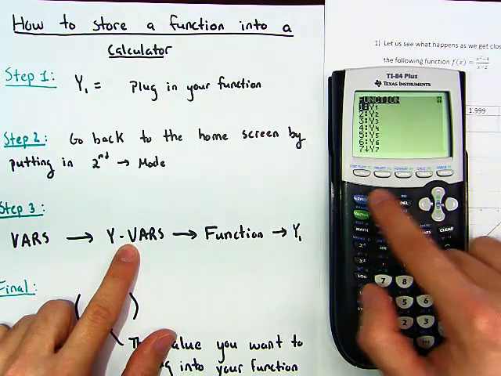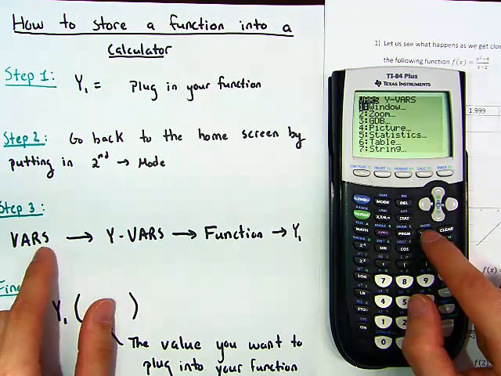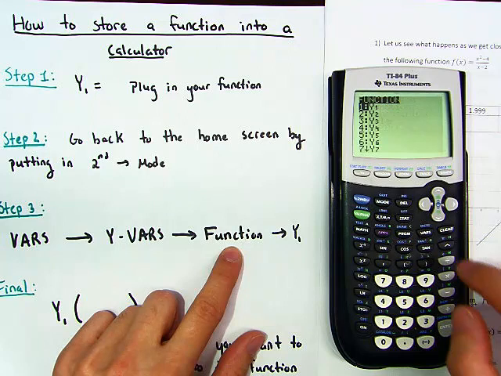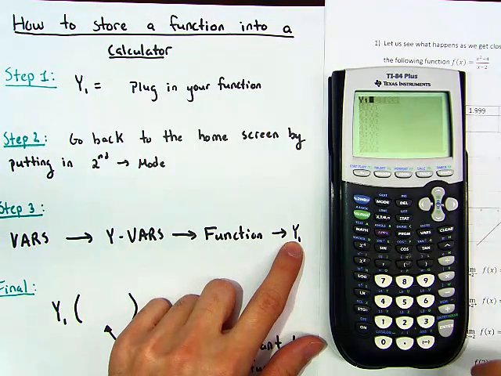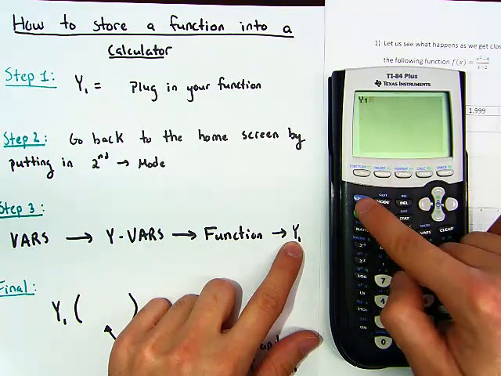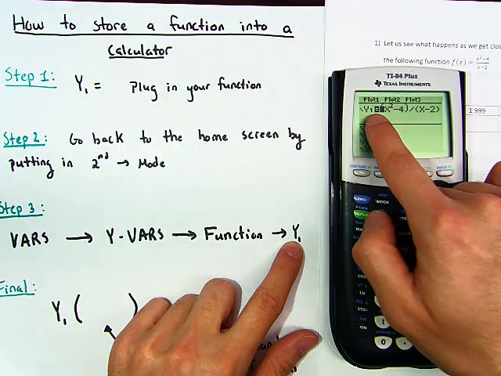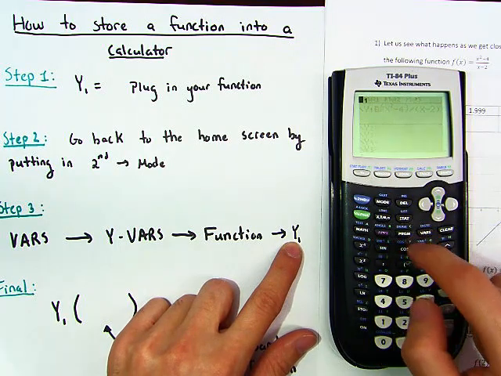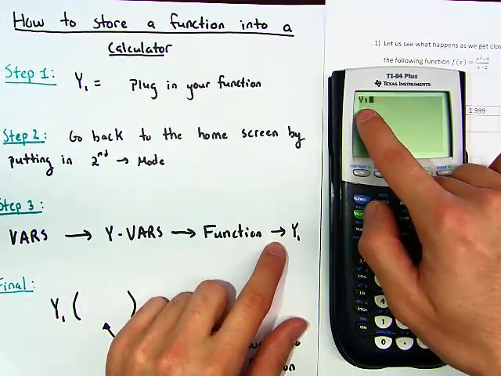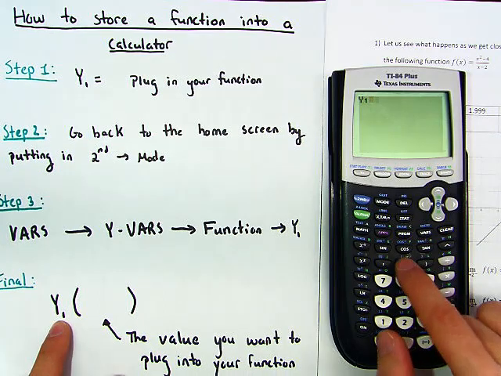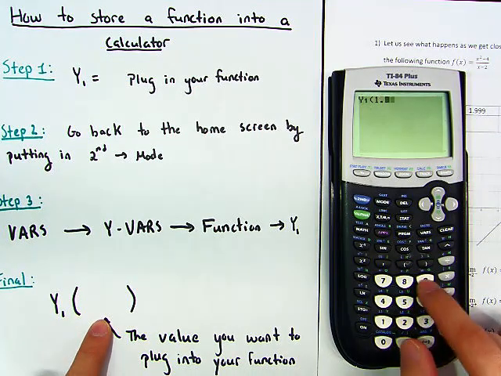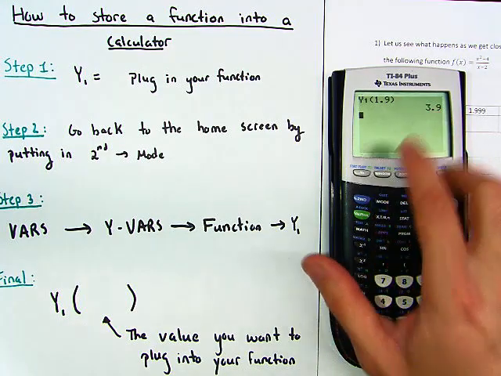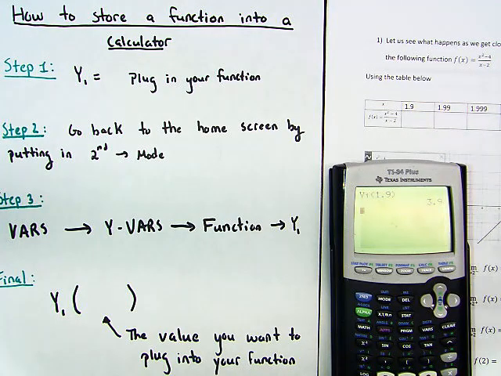Oh, whoops, I kind of skipped a step, my bad. So let's try it again. Just vars, y vars, and then here you want to go to function. Hit enter, and then you hit y sub 1, and you hit enter. Notice that this y sub 1, if I go to y equals, is the function we stored. So when I have this y sub 1, I'm going to tell the calculator to put 1.9 into that y sub 1 function, and if I hit enter, this is the value that I get. And this should be 3.9.